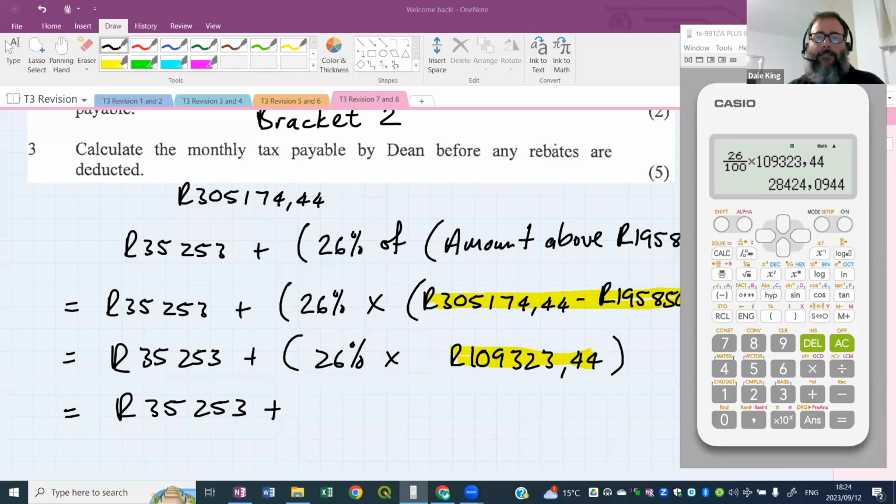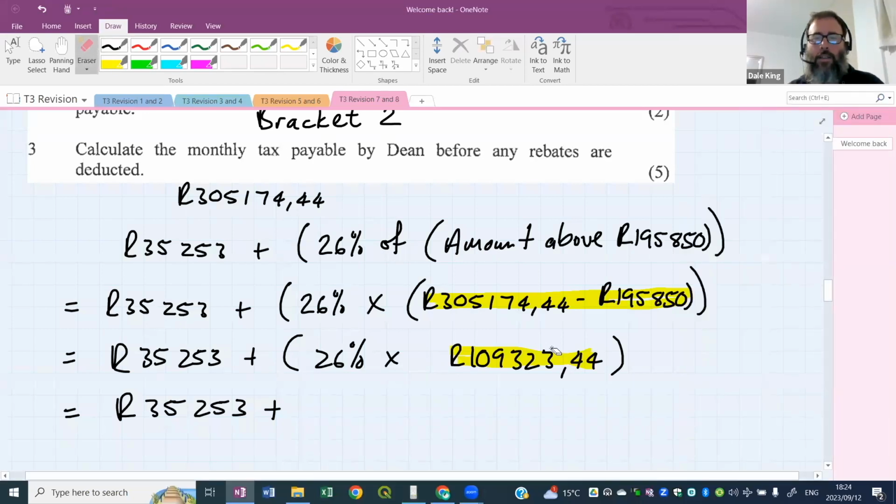305,174.44 minus 195,850. Isn't it 109,324? Let's check my calculator. So there on the screen, 305,174.44 minus 195,850 is 109,324. I see what you mean, I see.